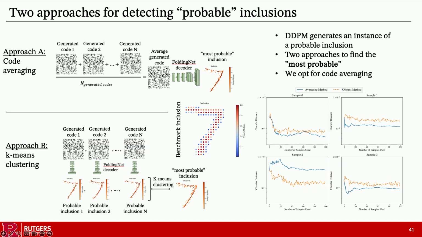Every generation is one probable inclusion. How do we pick the most probable of them all? We look at two approaches. One would be to generate a lot of codes, take the average of them, decode them, and get the most probable point cloud. The other would be to generate a lot of codes, decode each and every one of them, overlay them, do some clustering, and then select what the algorithm thinks is the most probable. Even though it's not a definitive answer, we think the averaging method worked the best.